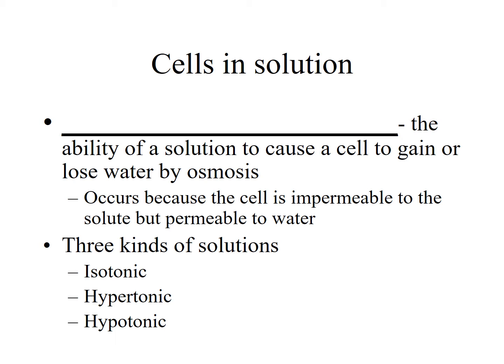Now, what happens though if a cell finds itself in a solution in which the concentration of solute is different than what it has within its own cell? And so we try and describe this difference as tonicity, because what happens is the solution that it is in will cause the cell to gain or lose weight by this process of osmosis. And there's three kinds of solutions we're going to be discussing. First is isotonic, then hypertonic, then hypotonic.